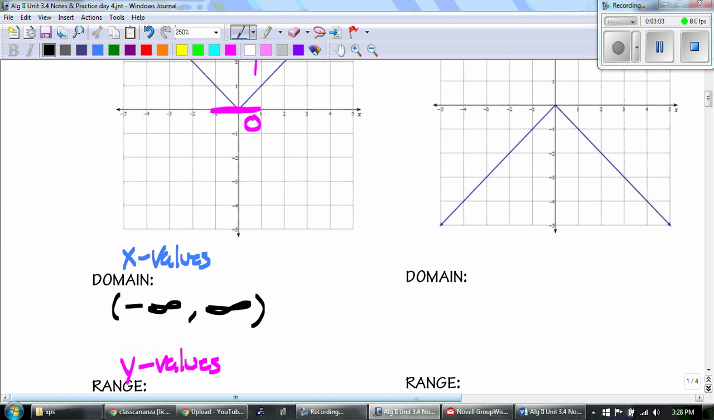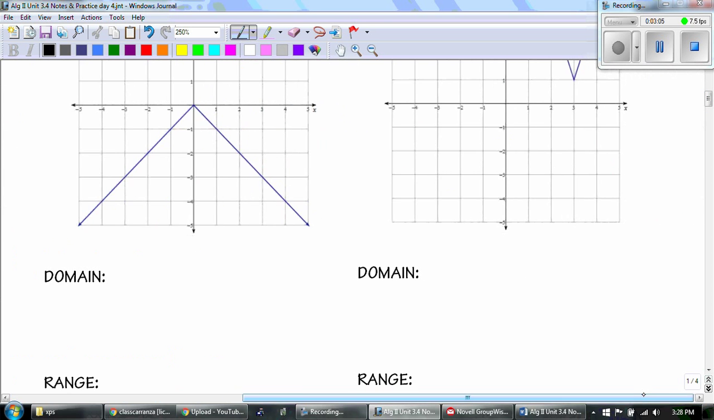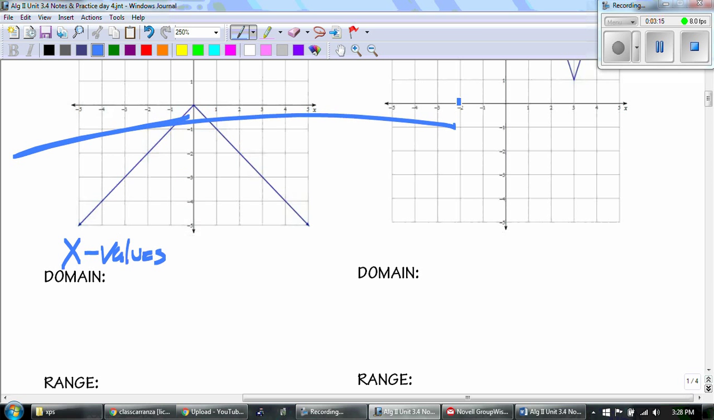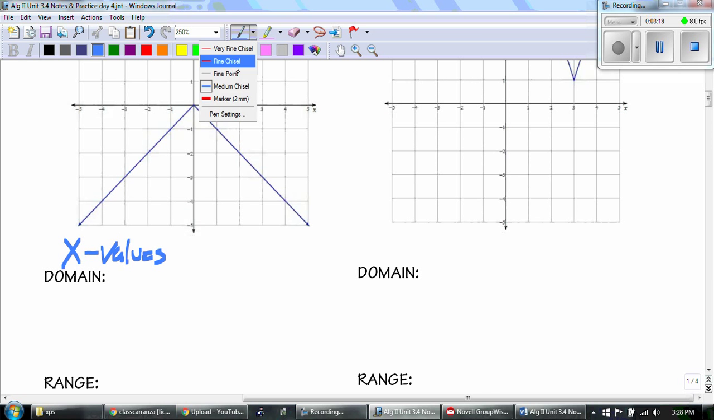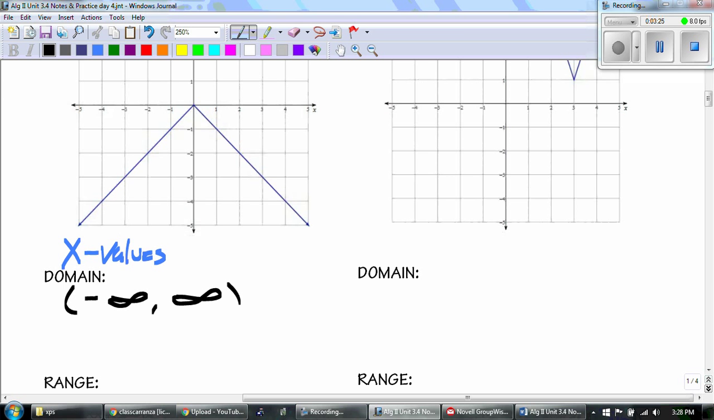All right, example number 2. Once again, domain is our x values. How far left and how far right does our graph go? Well, once again, it's negative infinity to positive infinity. I can't see where it begins. I can't see where it ends.